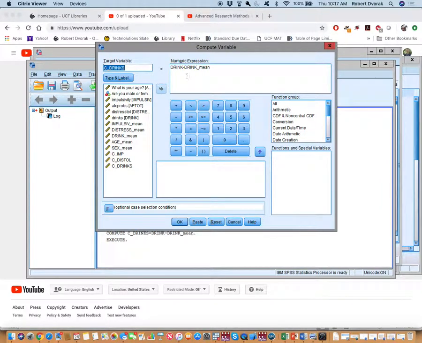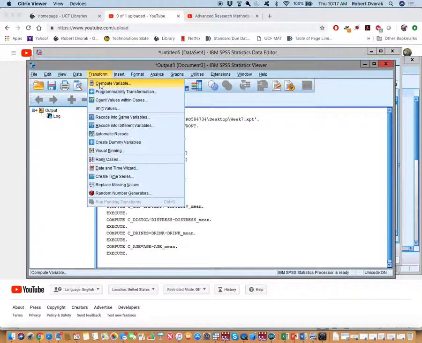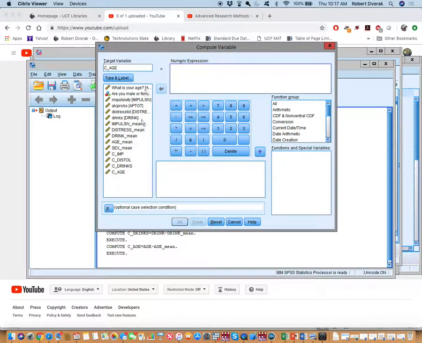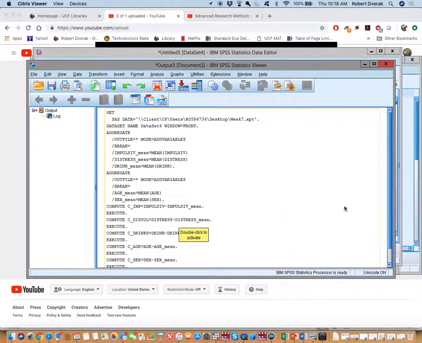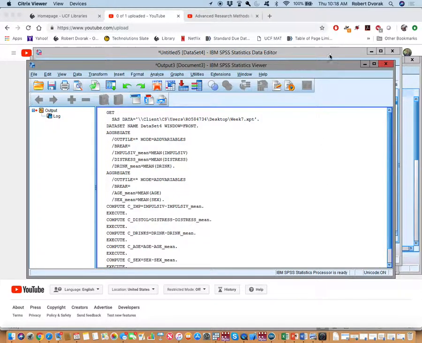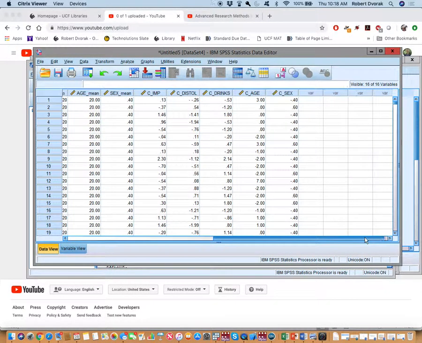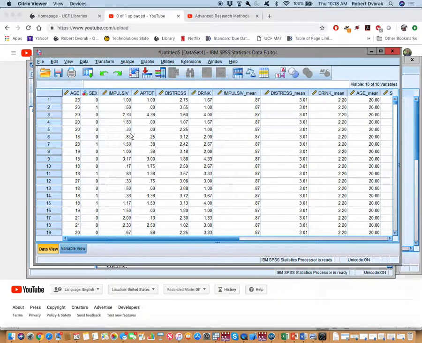Transform, compute, C age is age minus our mean age, and transform, compute. And I'm going to do this, and I will tell you that I really don't like ever doing something like this, but sex minus mean sex. Okay. Now all of our variables have been centered. We have all of these centered variables. What's our next step?